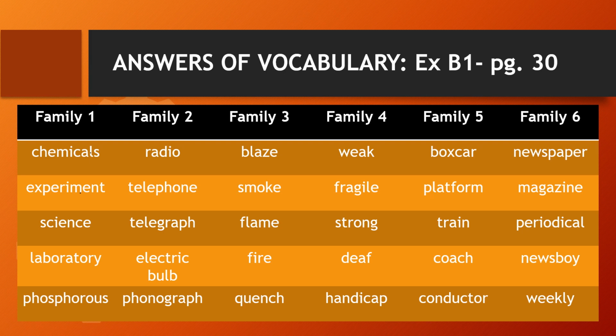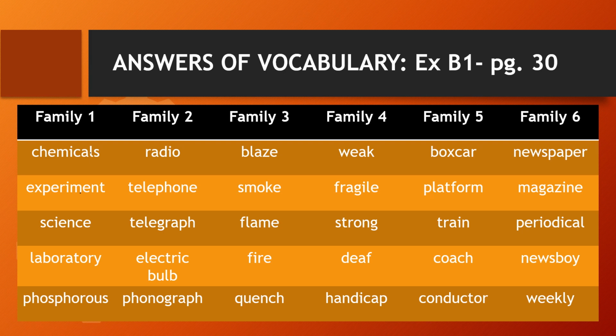Boxcar, platform, train, coach, and conductor. Now if you see this family, children, all the words are related to a train. Yes, it's very easy to identify them. Write them down quickly in family number 5.